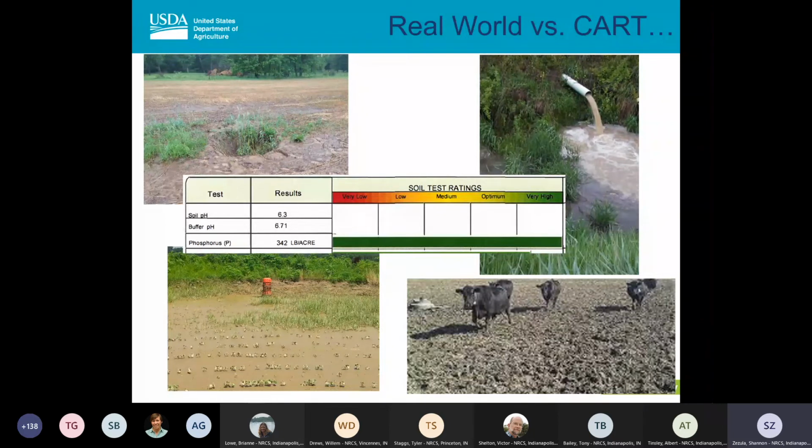So there are some parts already that we know of in the real world that CART just does not do a good job of. And Tony alluded to a lot of these, and Victor and others. Again, CART doesn't know anything about blowholes. It doesn't know anything about tile risers.